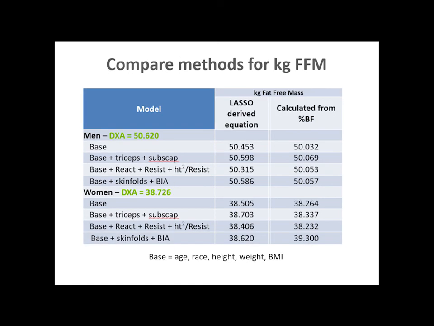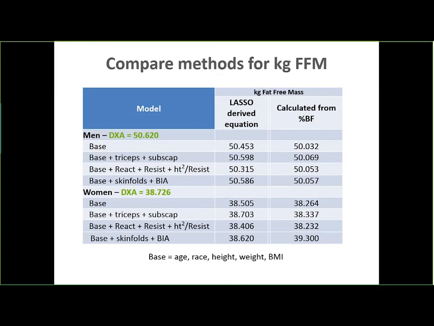Okay. Now, let's compare these methods against our gold standard, which in this case is DEXA. So for men, the kilograms of fat-free mass was 50.620. If you use a lasso-derived equation, which was specifically derived to predict kilograms of fat-free mass, here are the estimates that you get. For kilograms of fat mass, if you calculate it from percent body fat, here are the estimates that you get.